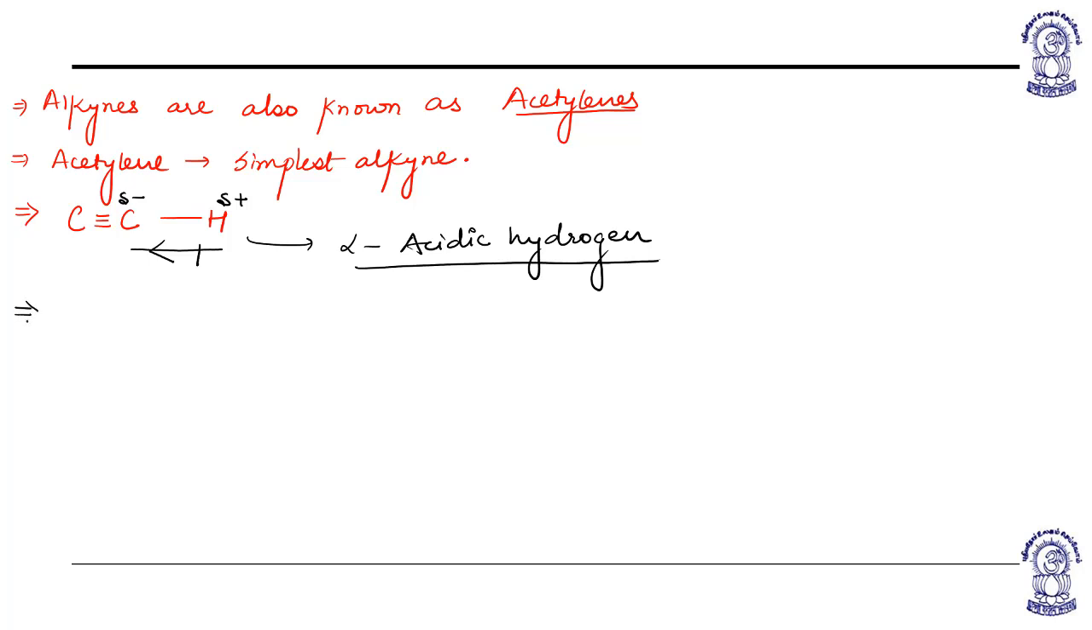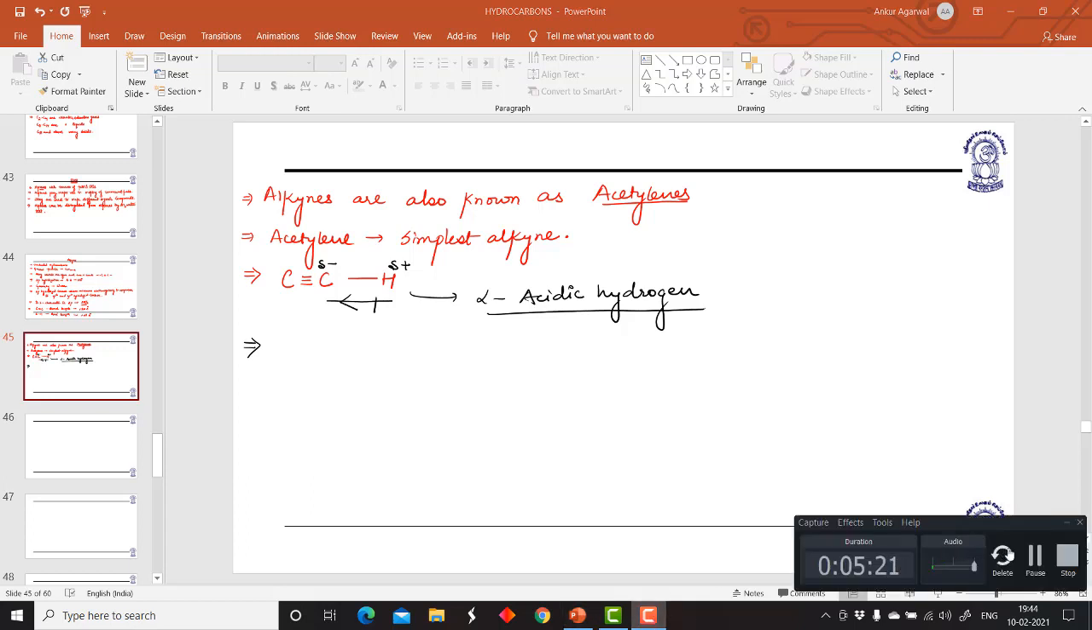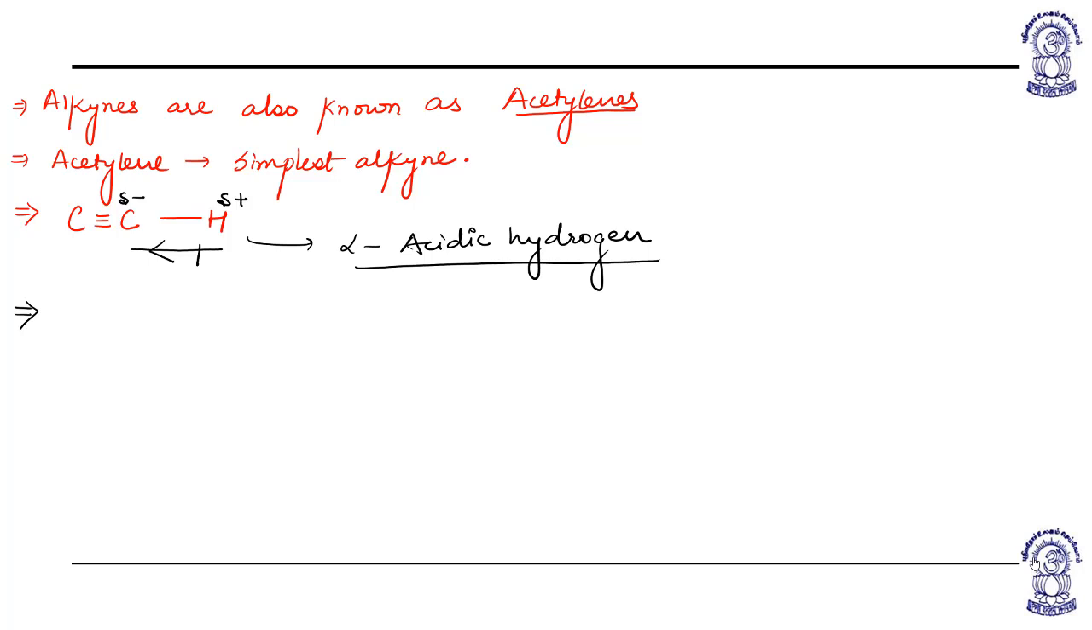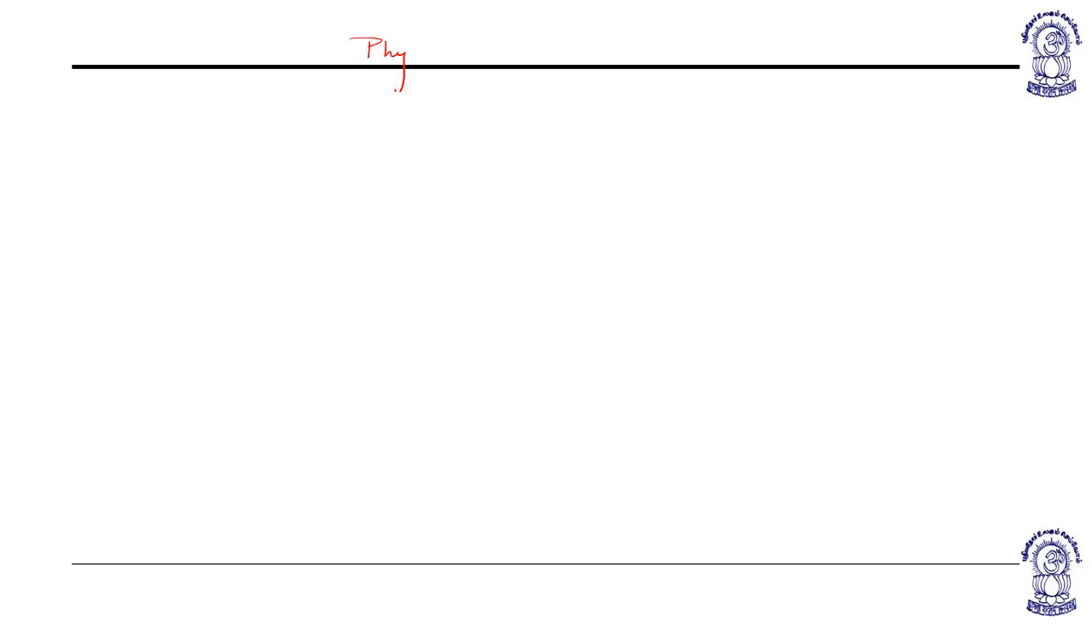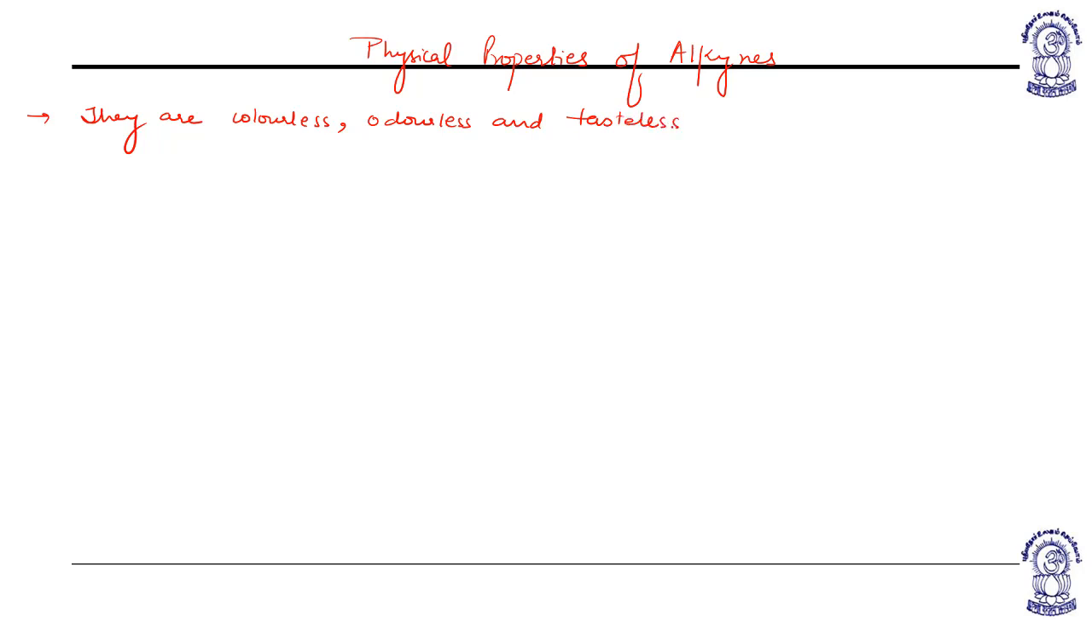Now, when we talk about the physical properties of alkynes, alkynes are colorless, odorless, and tasteless compounds.